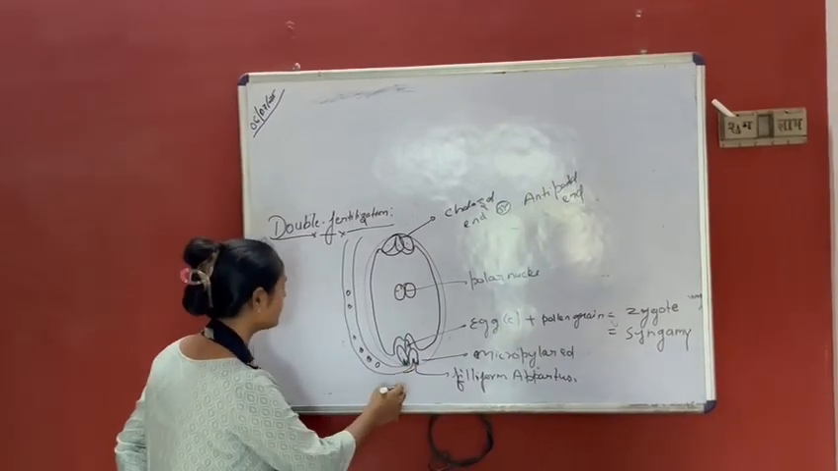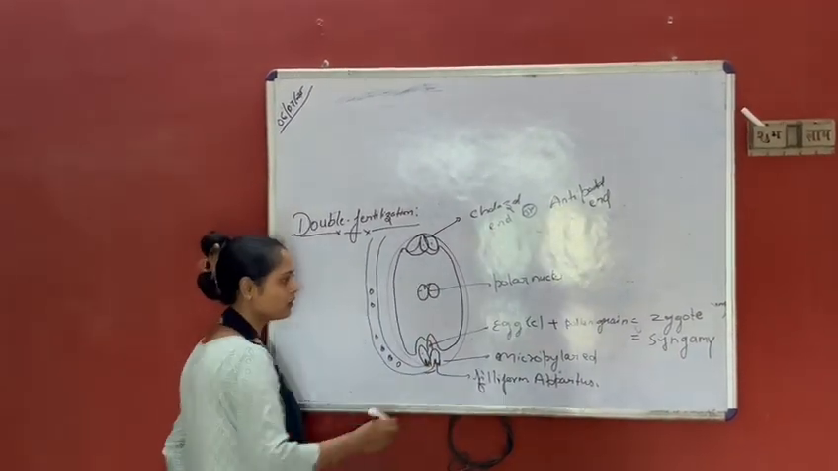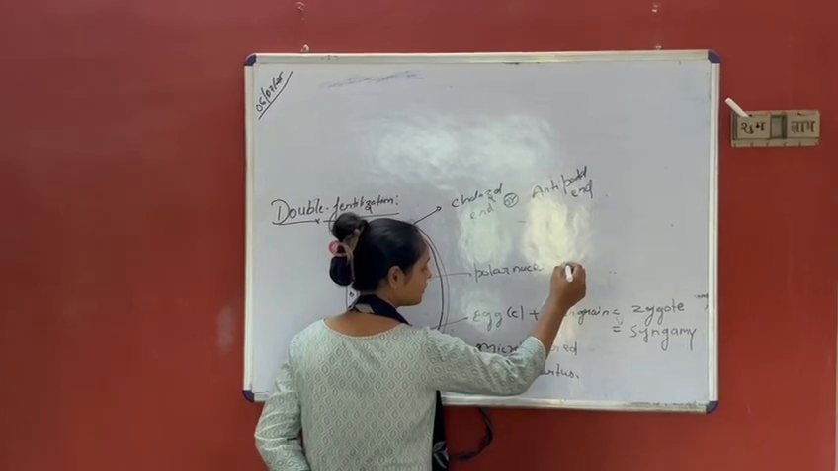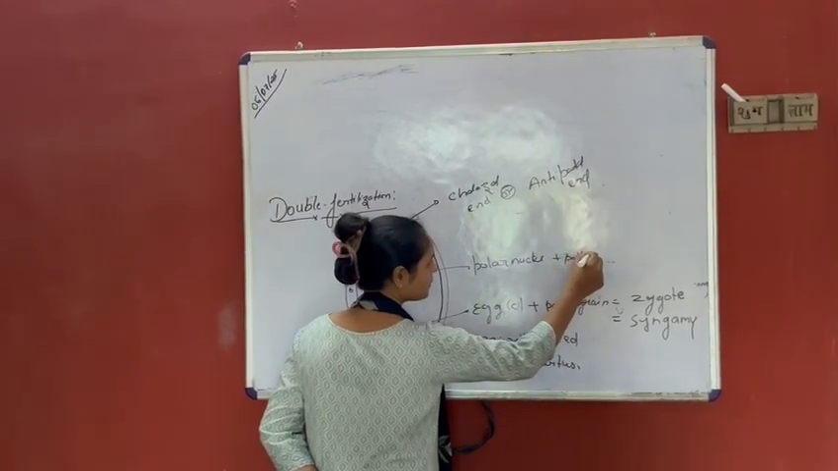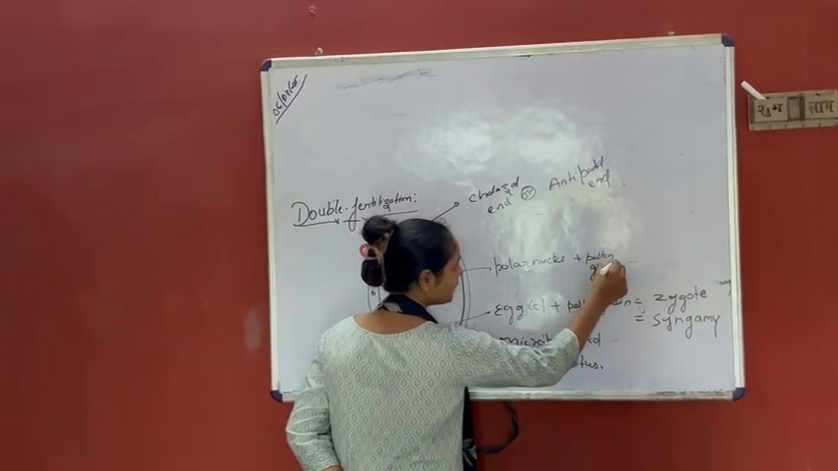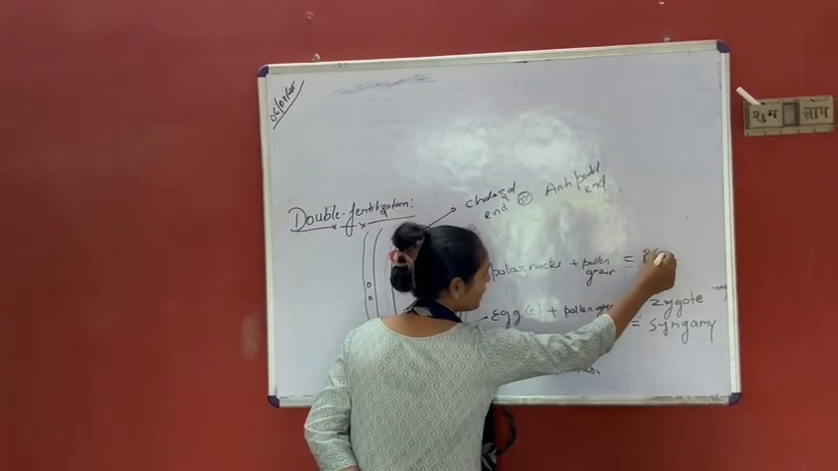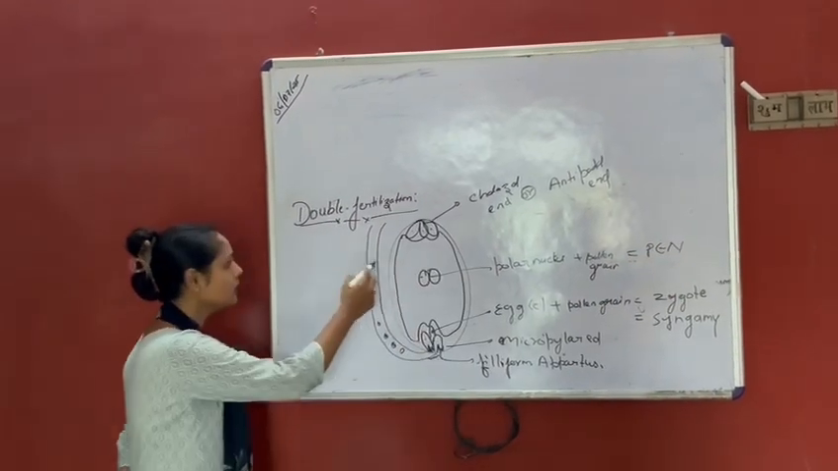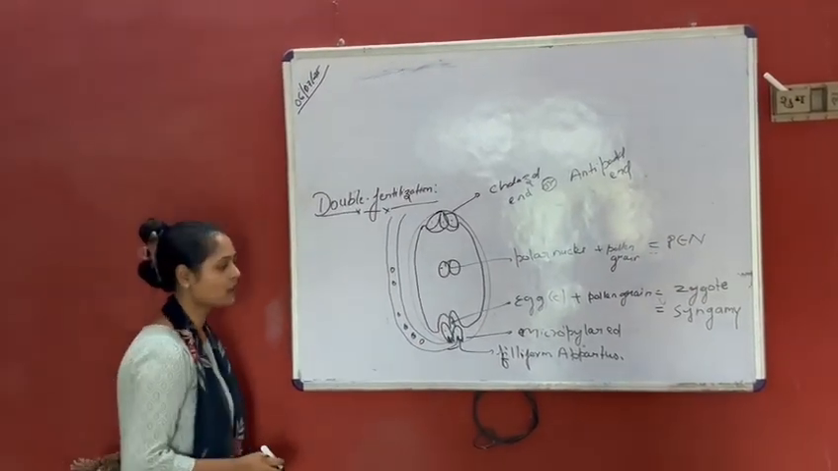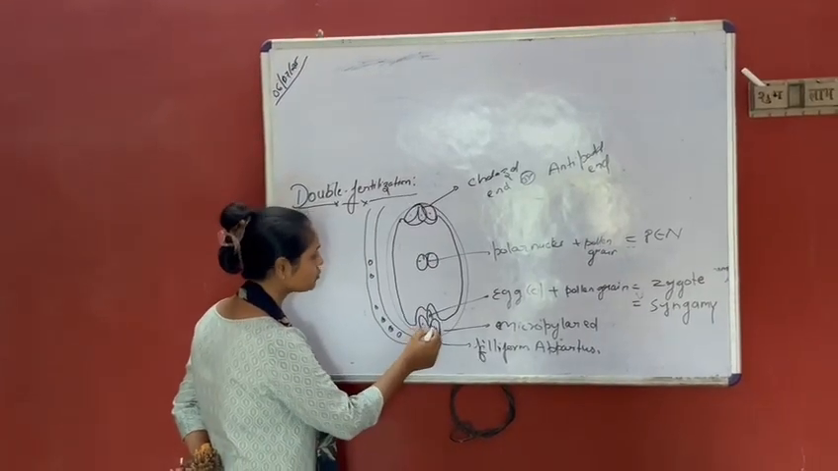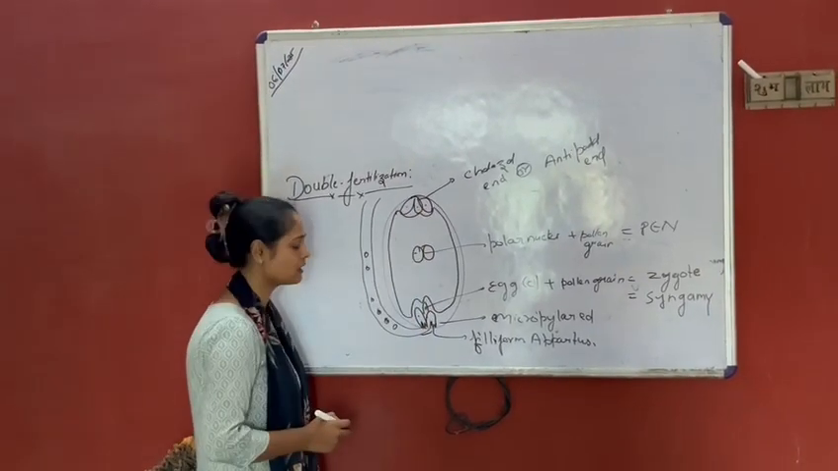And the second pollen grain which fused to our polar nuclei, later they form the primary endospermic nucleus. And all the remaining cells degenerate, like these two cells and these three cells.